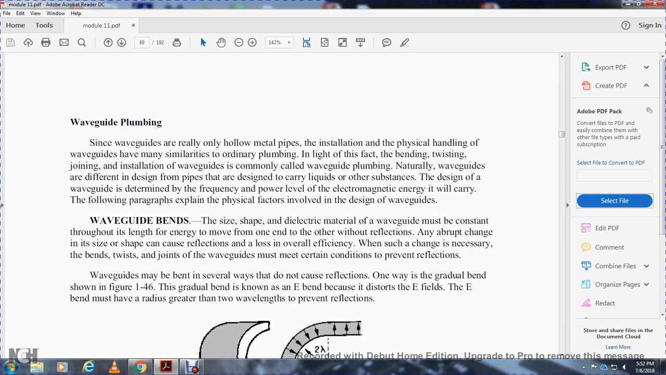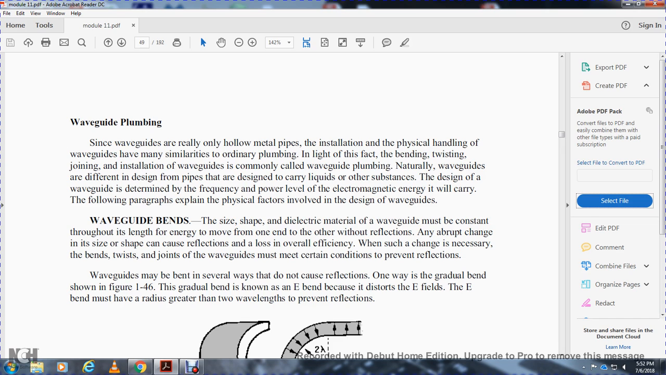Waveguide size, shape, and dielectric material must be constant throughout the length of the waveguide. As energy moves toward the end, any abrupt change in size or shape causes reflection and loss of overall efficiency. When such a change is necessary, the bends, twists, and joints of waveguides must maintain the conditions that prevent reflections.